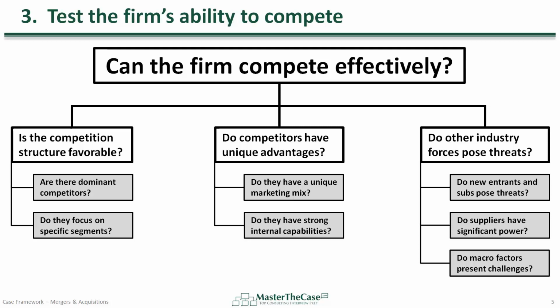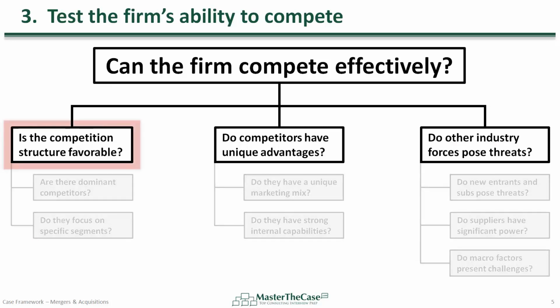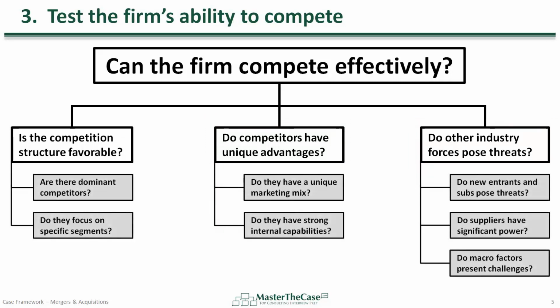So to summarize, testing the firm's ability to compete requires analyzing 3 main factors. 1. Competition structure. 2. Competitors' advantages. And 3. Threats from other industry forces. Based on this analysis, we will further refine our hypothesis before moving to the final step.